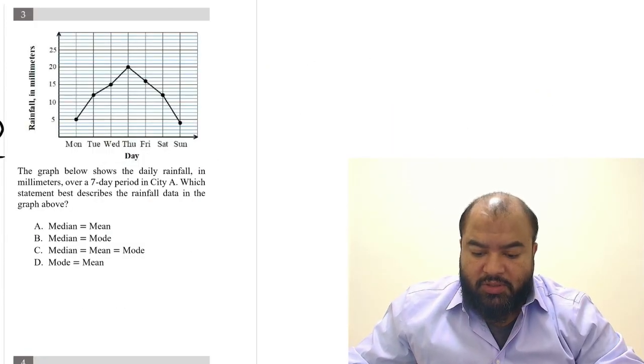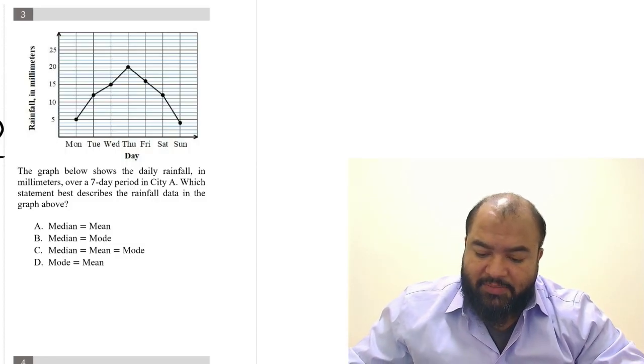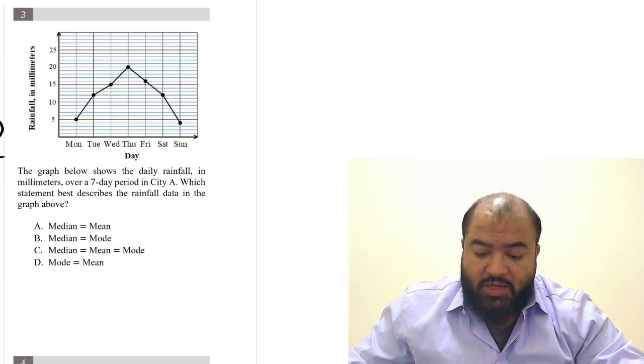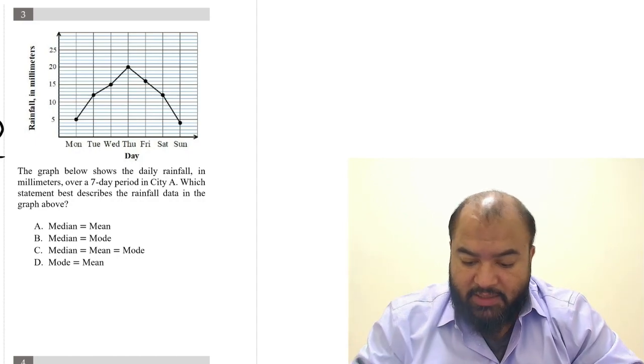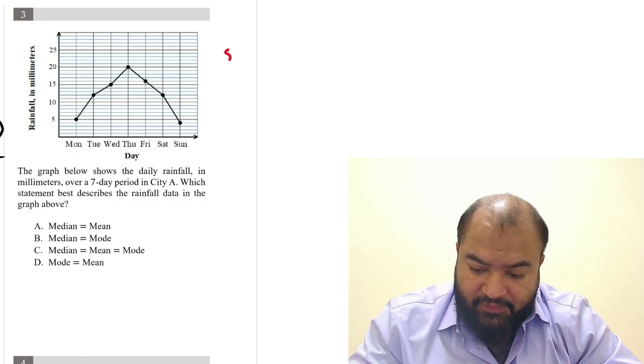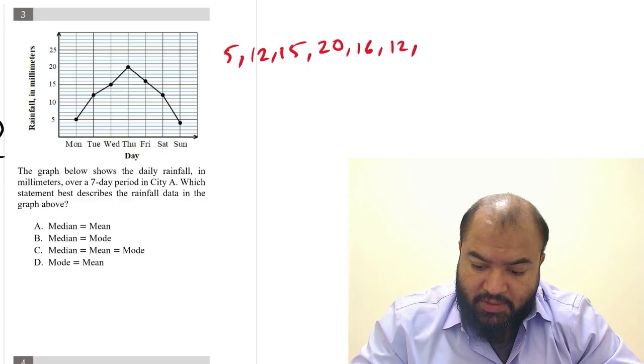Now, the graph below shows the daily rainfall in millimeters over a 7-day period in city A. Which statement best describes the rainfall data in the graph above? So the rainfall data: the first is 5, and then 12, then 15, 20, then 16, 12 again, and that's a 4.